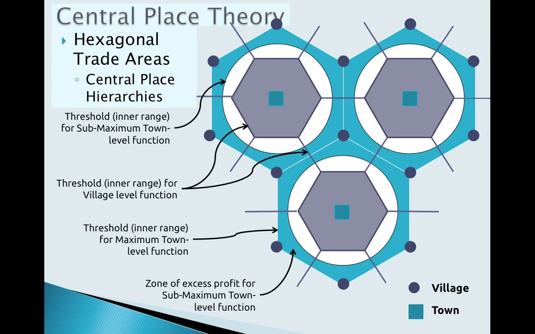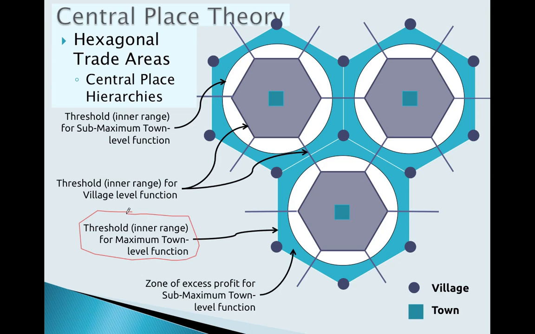But at the same time, you have these larger places, these towns, that offer these higher order goods and services. And there is a set of competitively defined hexagonal trade areas associated with town level functions. And so that's labeled on the diagram as well. I'll highlight that for you. So here we have the definition for the inner range for the town level function.